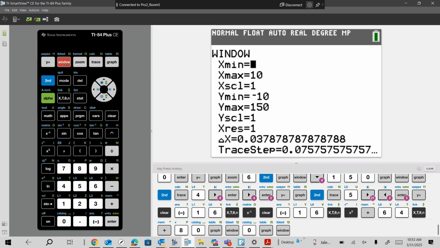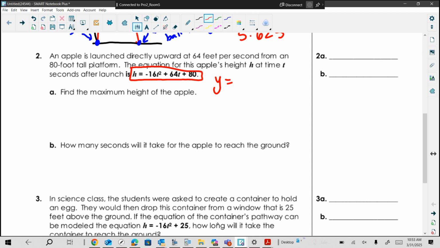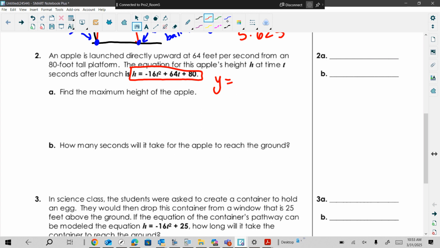Hit window, change the minimum to 0. Everything else should stay the same. And then we graph it. Okay, so the question here is asking us to find the maximum height. So I'm just going to sketch the graph. This is just a sketch.